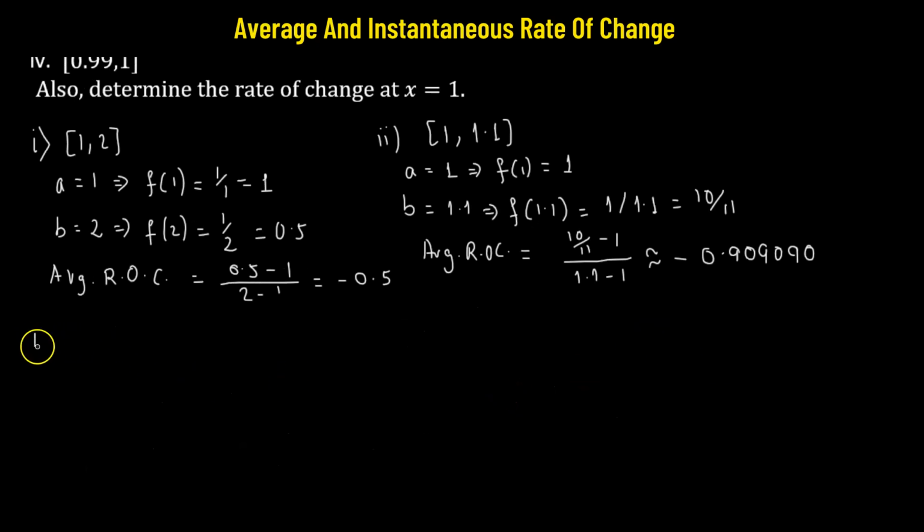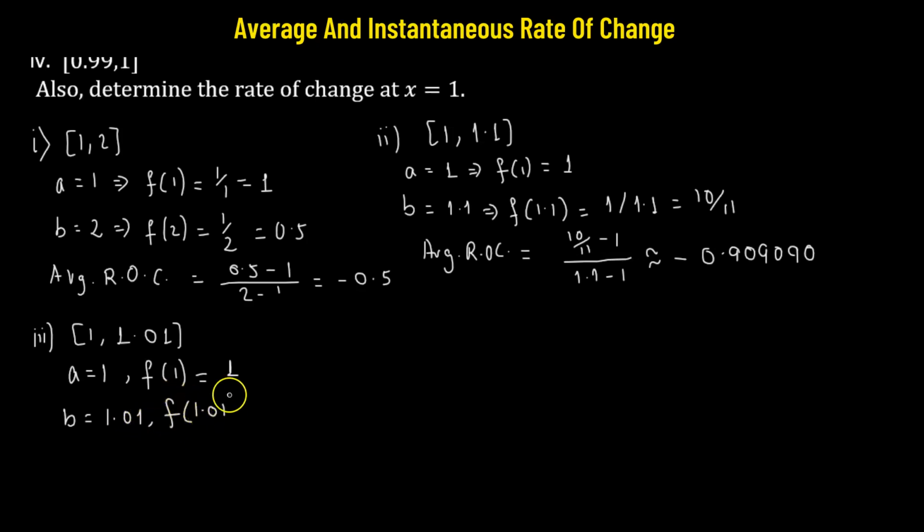Let's come to the third interval. Our third interval is 1 to 1.01. The value of a is 1, such that f of 1 will be equal to 1 over 1, which is 1, and b is equal to 1.01. So f of 1.01 will be 1 divided by 1.01. When we calculate the average rate of change, all we have to do is substitute the values into the given formula, and this is going to give us the approximate value of negative 0.9900.